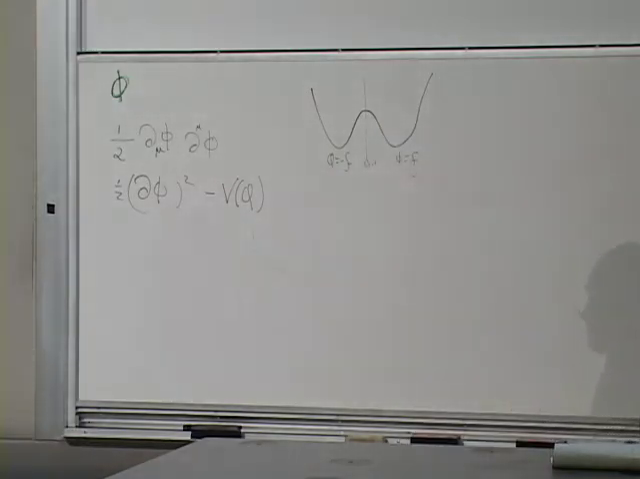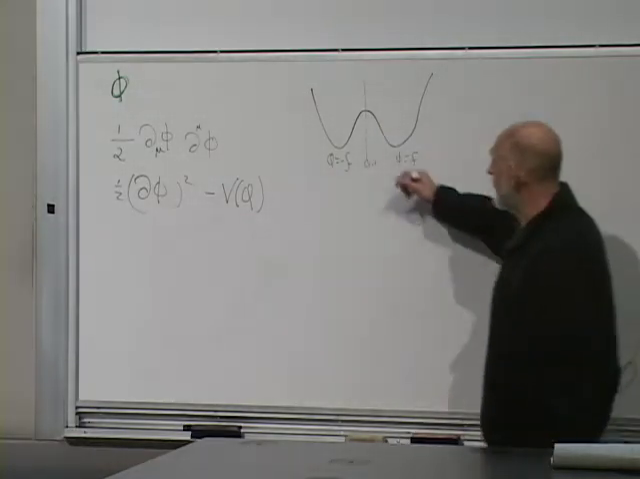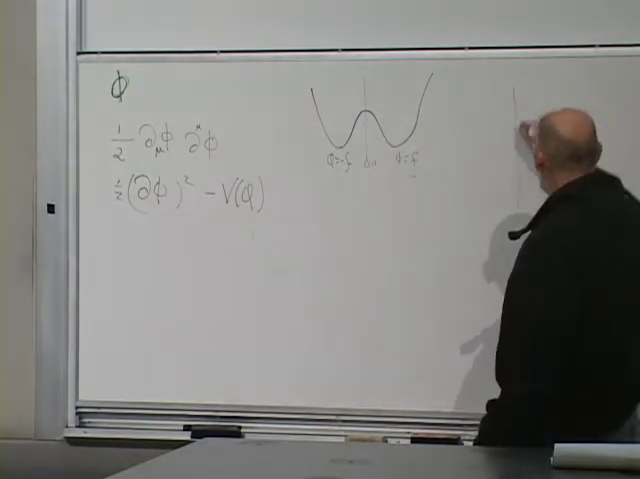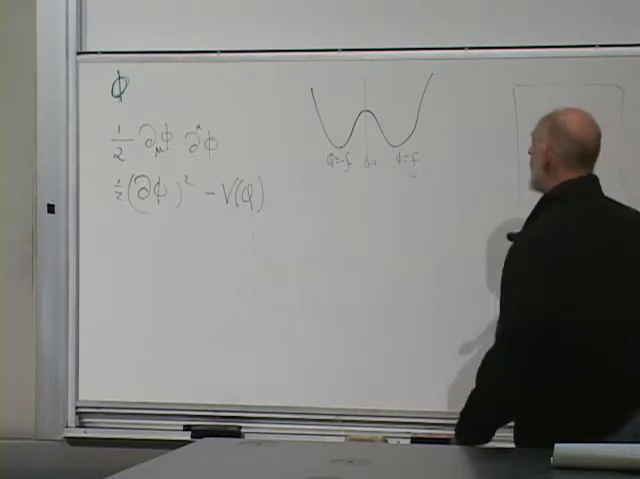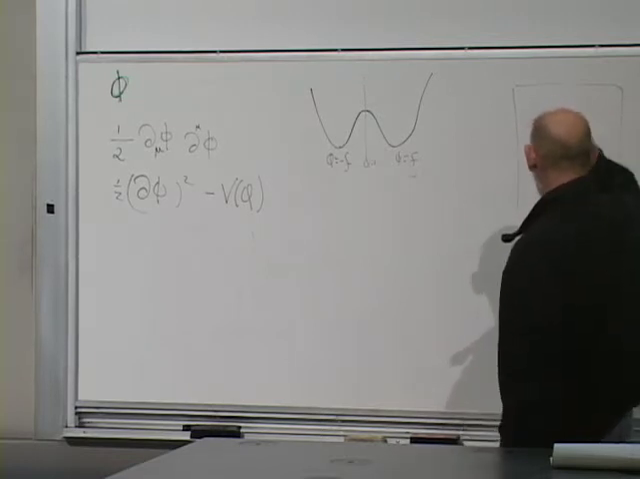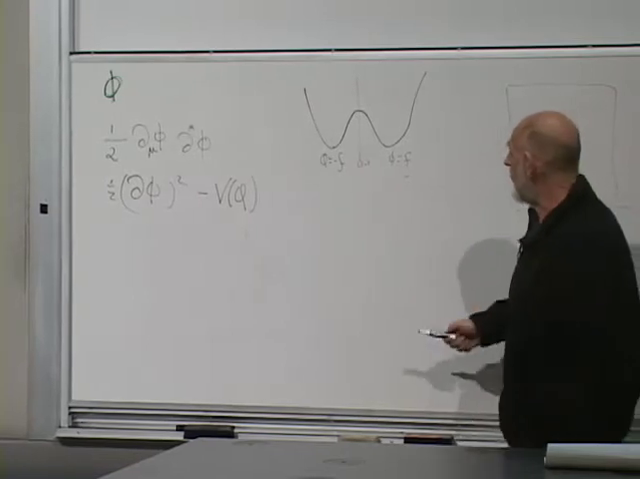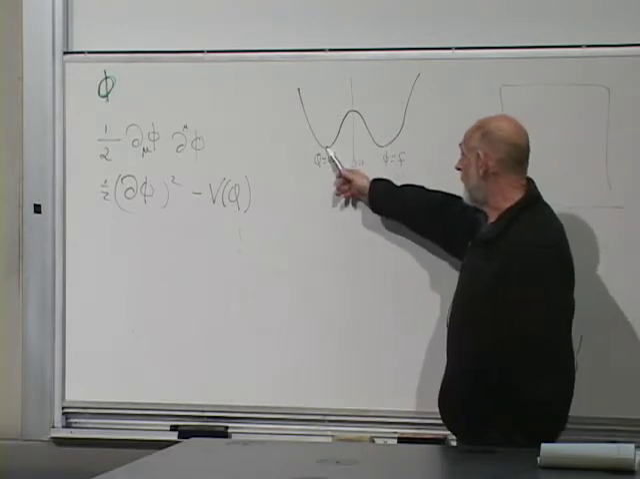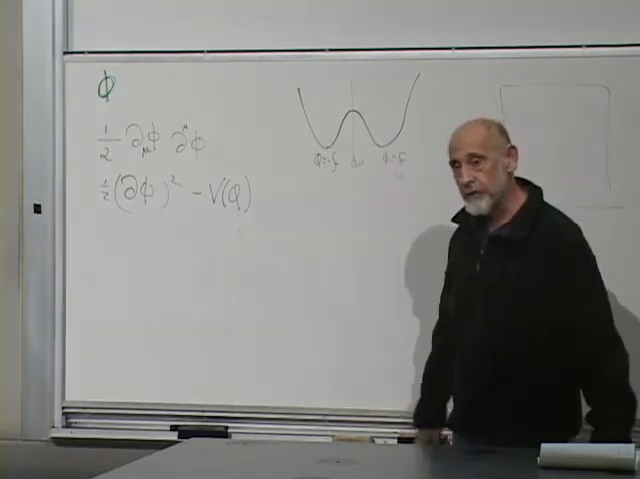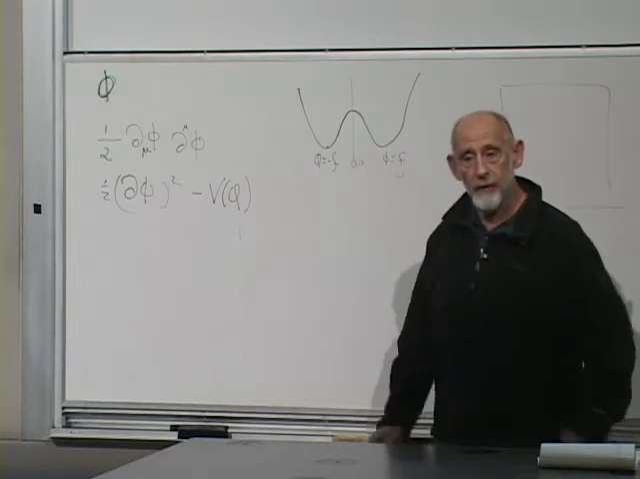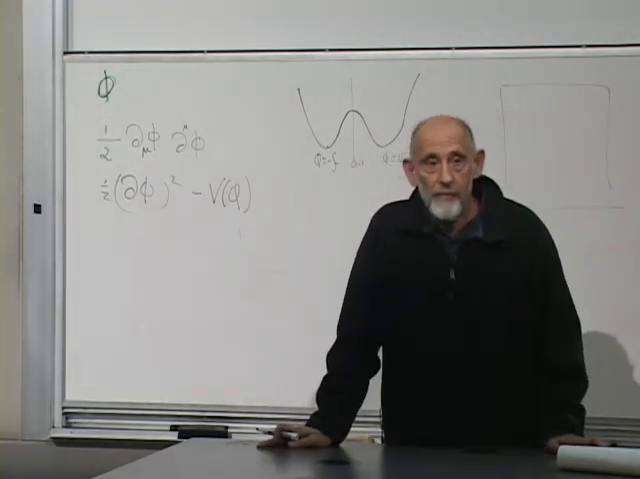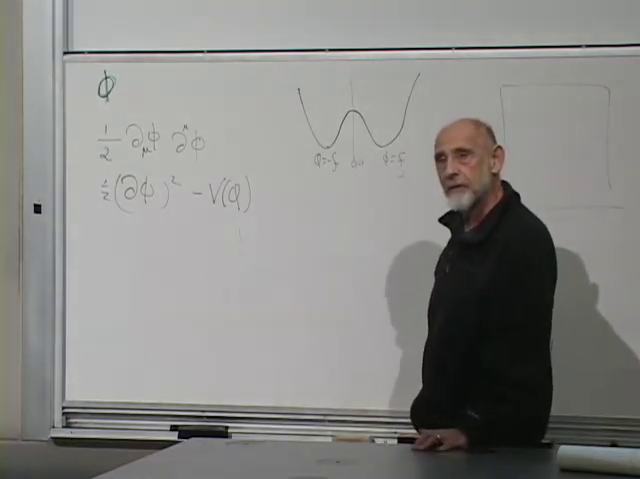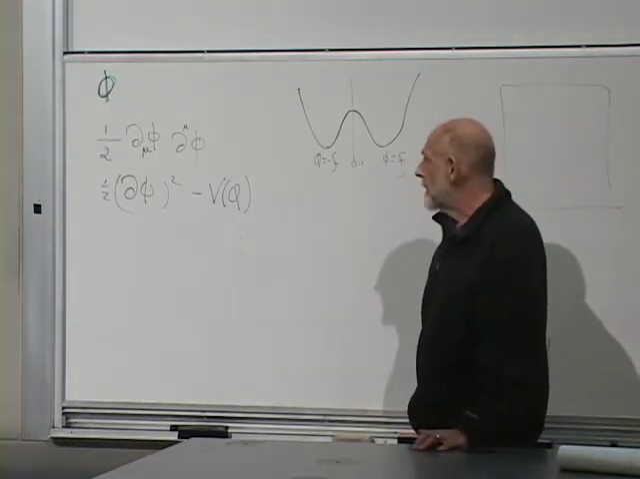There will be two states. In one configuration, the field will sit at this point over here, everywhere in space. Or everywhere in our sample, phi could be minus f. Now, why can't it make a jump? Obviously, the energy is lowest if phi is at this value or this value. But why can't it jump from here to here without a big cost in energy?